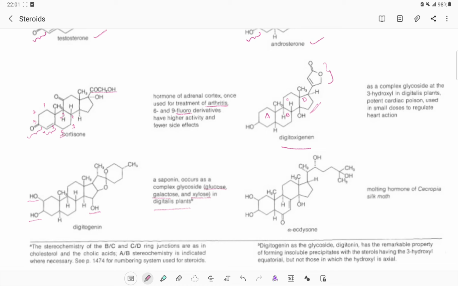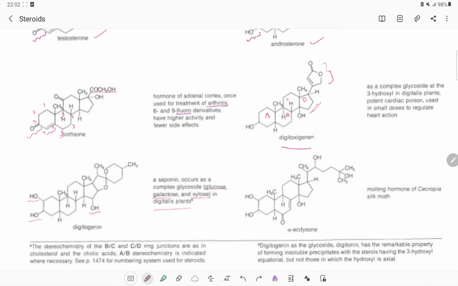Lastly, the example that we can observe is the alpha ecdysone system. This is a molting hormone of the Cecropia silk moth. In the pesticidal system we discussed the life cycle of the larval system where molting takes place. When I say molting takes place, it means that the upper layer of the skin is shed. Alpha ecdysone is also such a steroidal system, which helps achieve that.